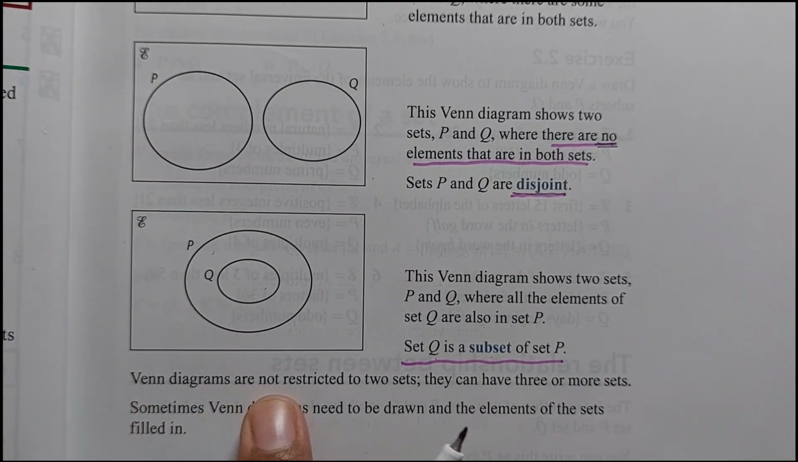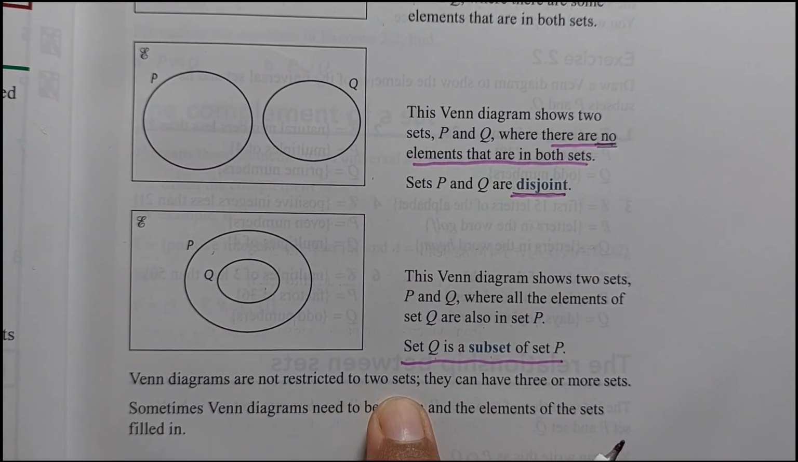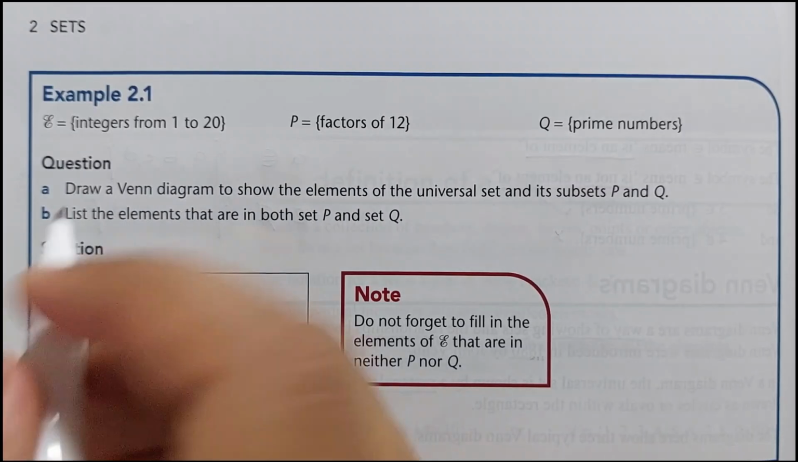Venn diagrams are not restricted to two sets. They can have three or more sets. Sometimes a Venn diagram needs to be drawn and the elements of the sets filled in. Let's do an example on the Venn diagram.